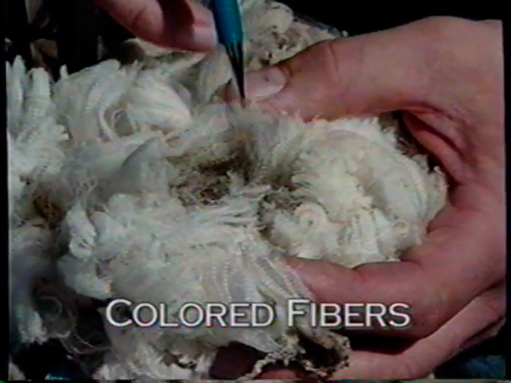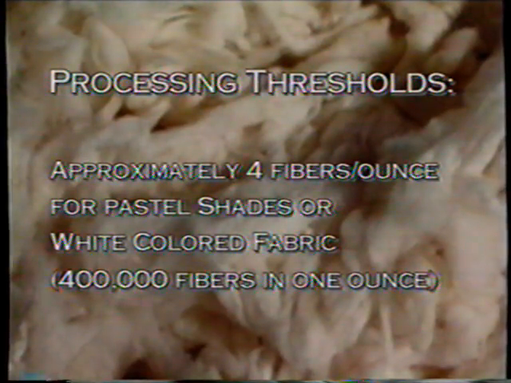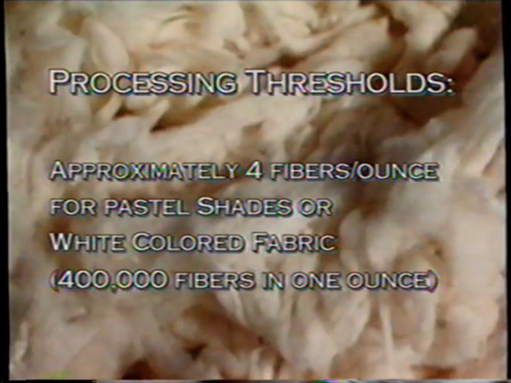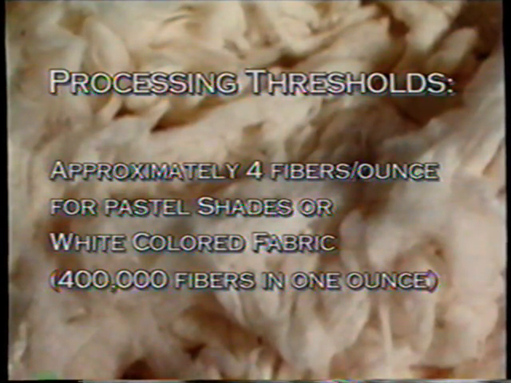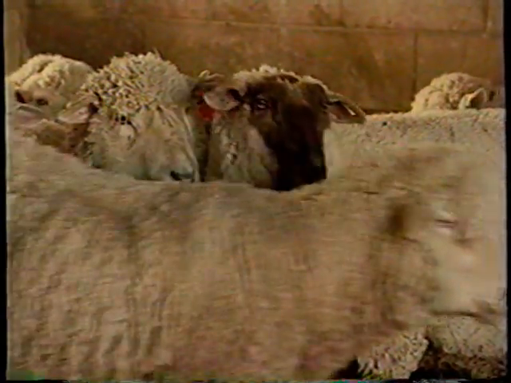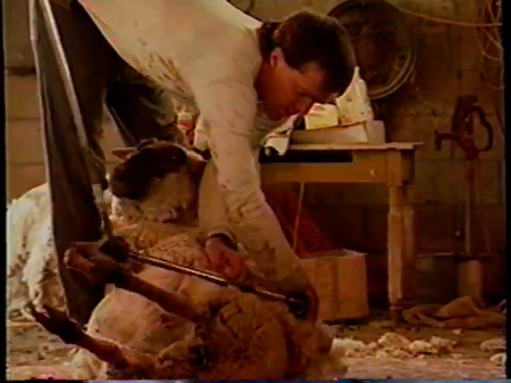Colored and black fibers pose a problem since they cannot be dyed to the lighter shades necessary for light-colored fabrics. The threshold for white and pastel shades is about 4 colored fibers per ounce, which is extremely low, considering that 1 ounce of wool contains about 400,000 fibers. Black or brown colored fibers can result from natural pigmentation. Black-faced sheep and their crosses have colored fibers.